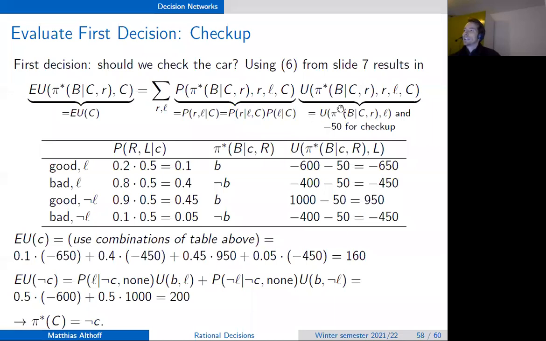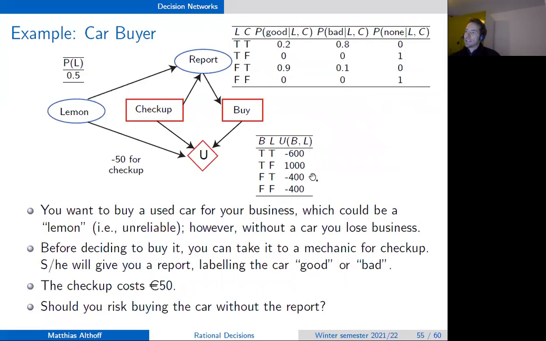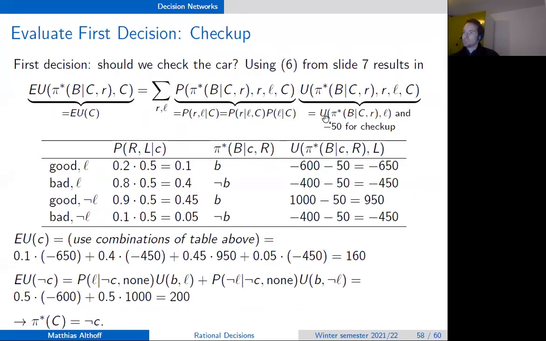And then finally, the utility, of course, depends on, if you make it as general as possible, in theory would depend on buying, report, lemon, and checkup. But of course, the checkup is a decision. So, but we know from the table that it just depends on buying and lemon, and minus 50 for checkup. That is given. So here we also have some simplification.